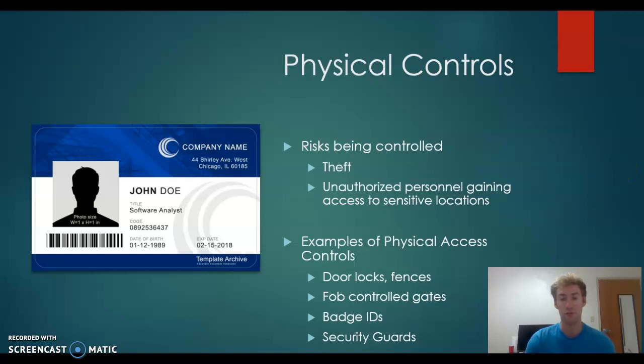So for physical controls, the risks being controlled would be theft, breaking and entering, and unauthorized personnel trying to gain access to sensitive locations or sensitive information or sensitive assets. A few examples of physical access controls would be door locks, fences, FOB control gates, badge IDs, and security guards. Even a receptionist would be considered a physical control because a receptionist would be keeping someone out of an unauthorized location.